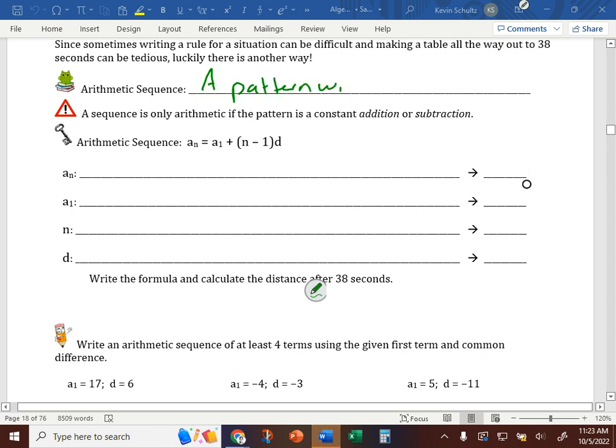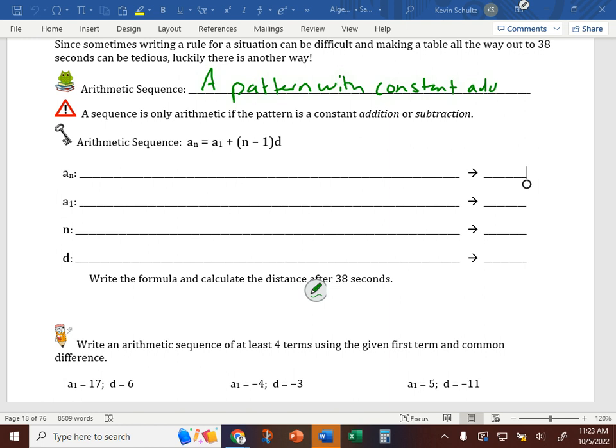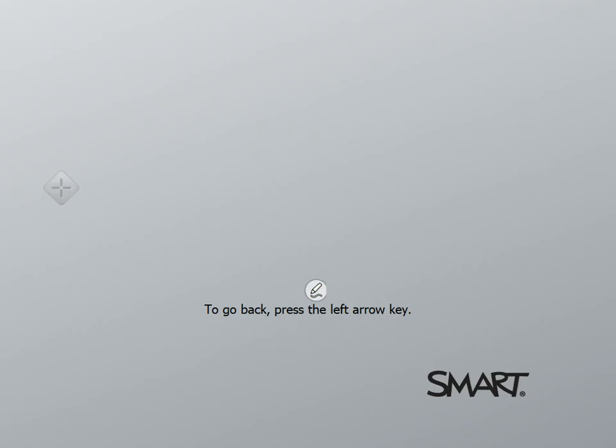A pattern with constant addition, and I don't remember if I added this yesterday, but I want to put "or subtraction" because you can add negative numbers, which is the same thing as subtracting. Basically it's that constant pattern with addition or subtraction. And what was important about that word constant?